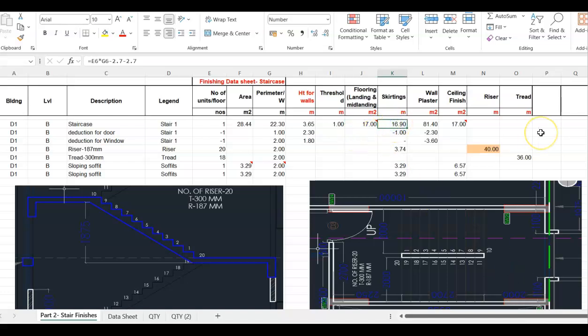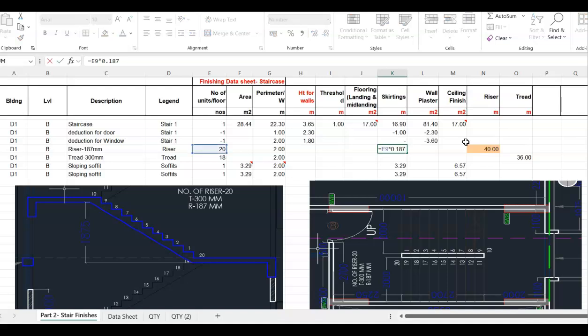Now to work out the quantity of skirting. Simply numbers into perimeter. This is the plan area. But here we deduct this length and add at the bottom the sloping soffit length. We have to work out 3.29, means instead of 2.7 we use this 3.29. Deduction of door. In skirting, no deduction for window.